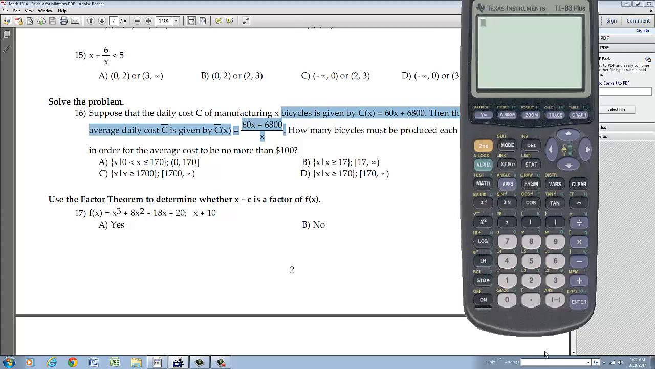Now the way you would do it in the calculator is you would take negative 10, store it, hit x. Okay, so that puts the negative 10 where the x is, hit enter, and then we type out this polynomial. So we have x to the third plus 8x to the second minus 18x plus 20.